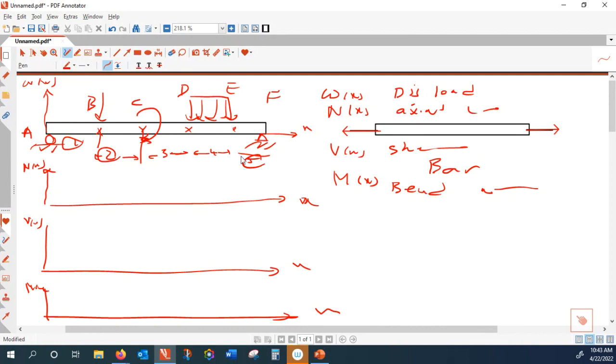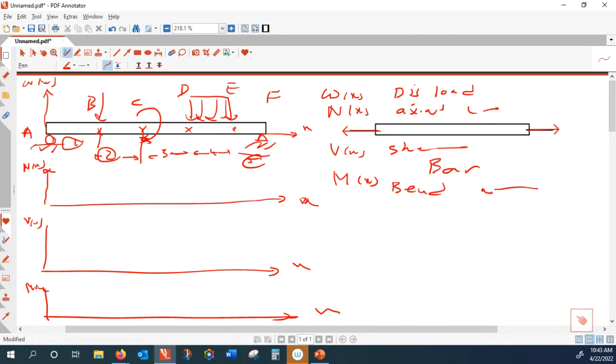Now, how many zones are here? There are 5 zones. For each zone, we have to see how W of X is defined. So can you tell me in the first zone what is W of X? No W of X, right? In the first zone, there is no distributed load. So over there, that is 0 distributed load.